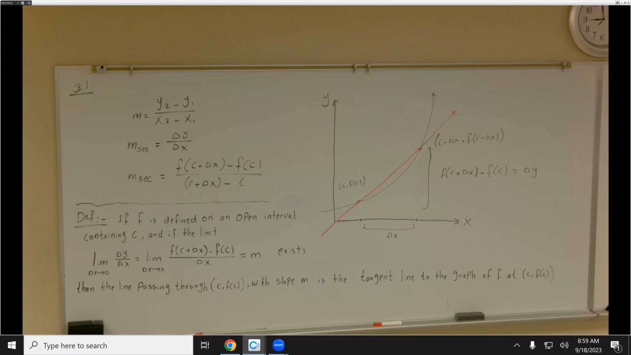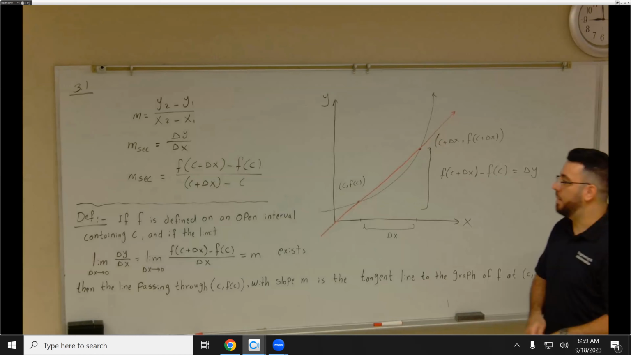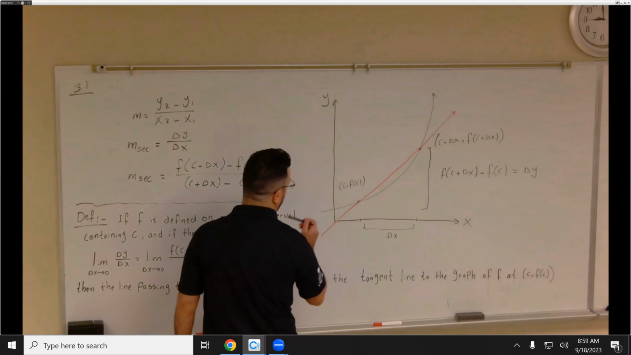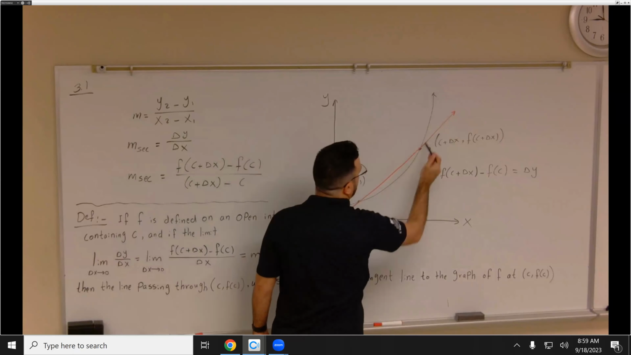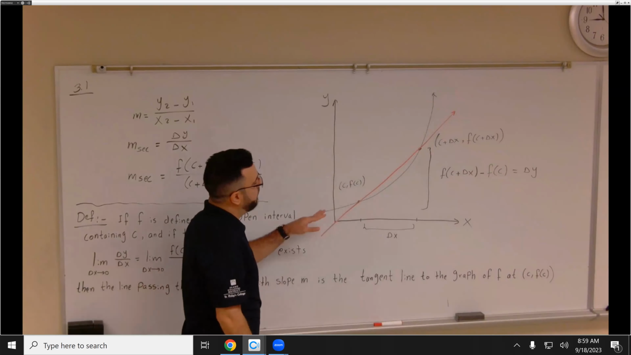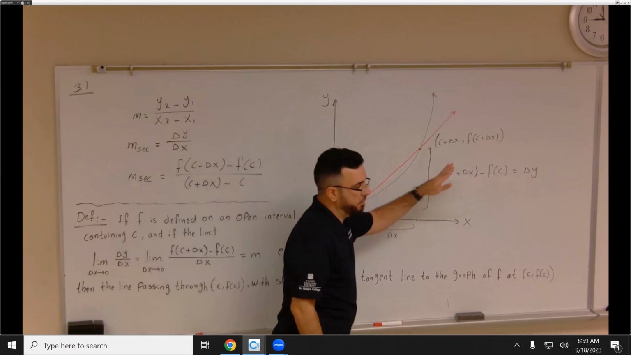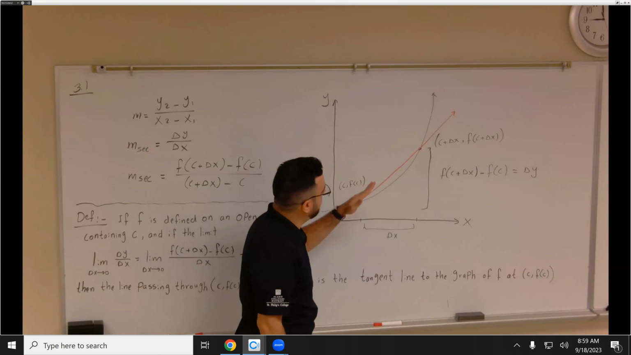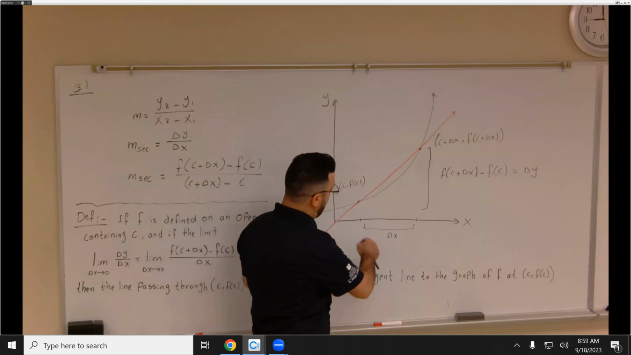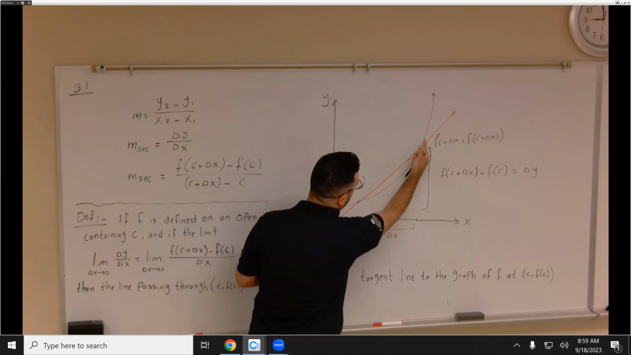Let's start with section 3.1. You already have an idea about the tangent line problem. Remember, we have a curve, and we need to find the equations for the curve. So here's the tangent line. At any point, the tangent line is going to be here, which touches the curve.